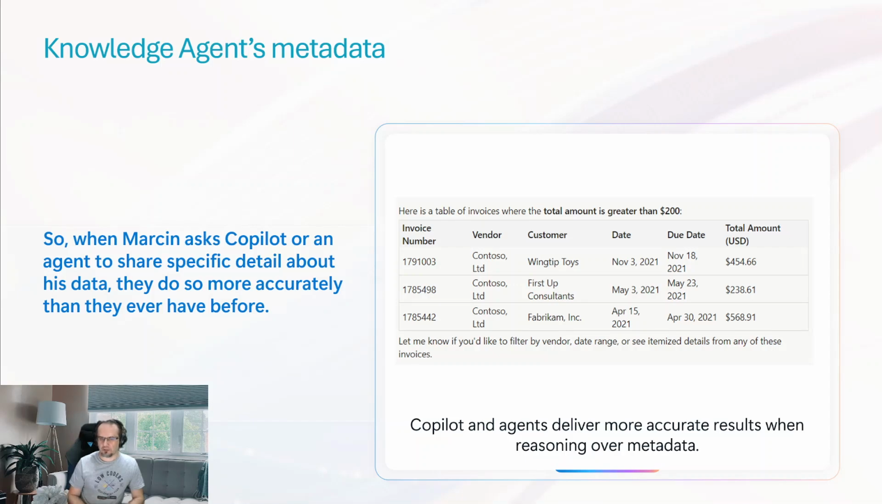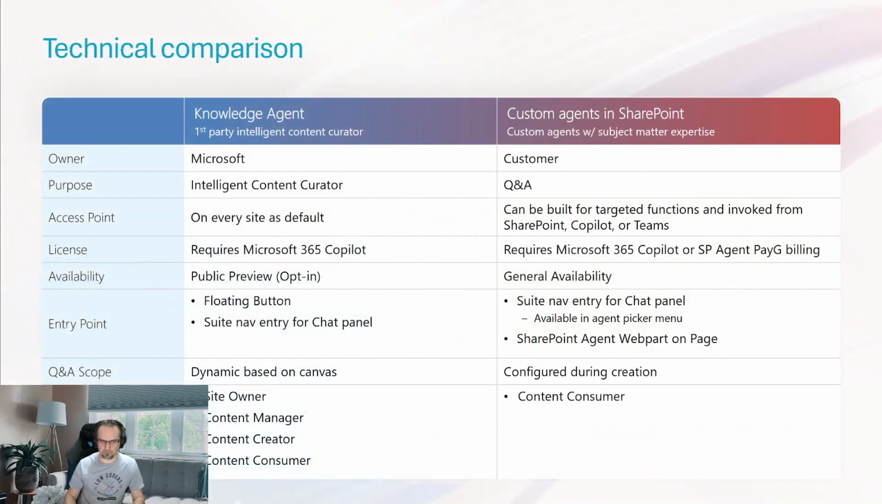In this example, I asked Copilot to get me invoices when total amount is greater than 200, and Copilot provides me information based on those extracted metadata. There's a nice table that you can check, what's in SharePoint Knowledge Agent and what's in existing custom agents that you can create. So there are two different types.